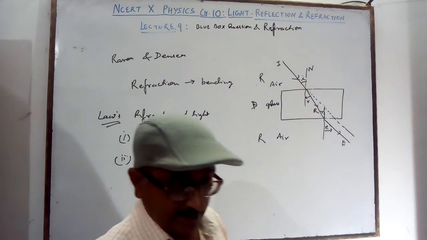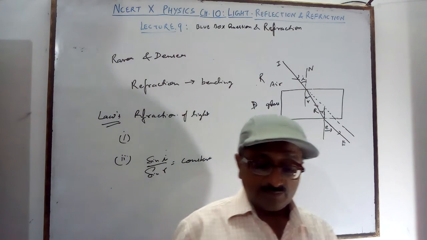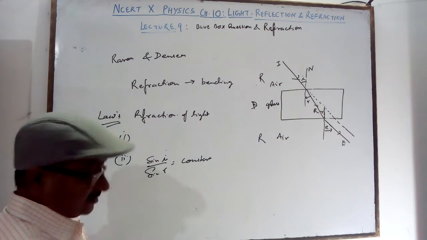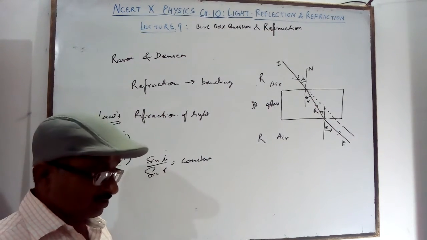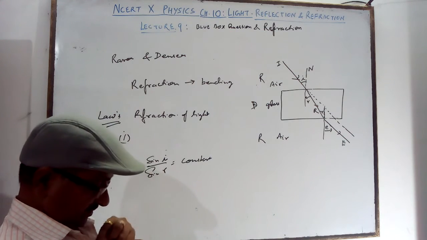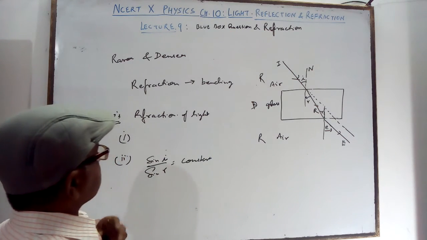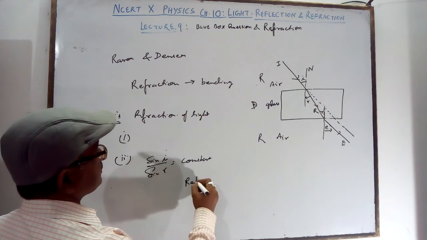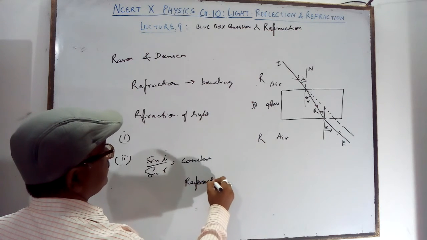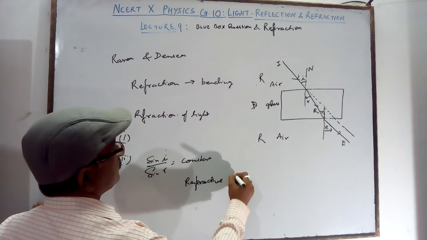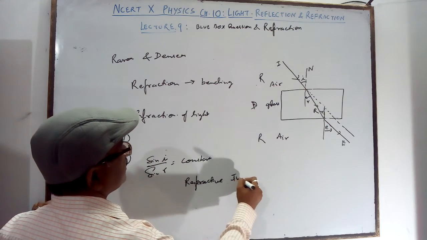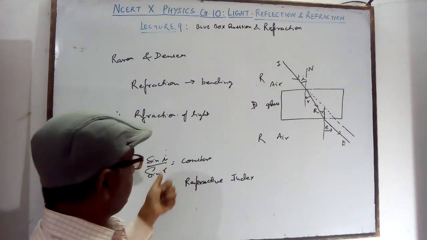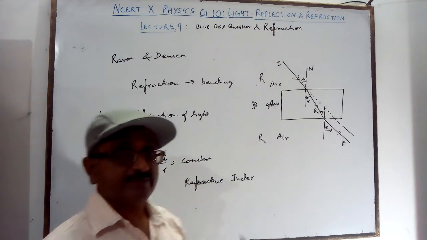The scientist Snell gave a special name to this, and it is called Snell's law. This constant is called the refractive index. It is the refractive index of the second medium with respect to the first. Sine I upon sine R is called the refractive index.